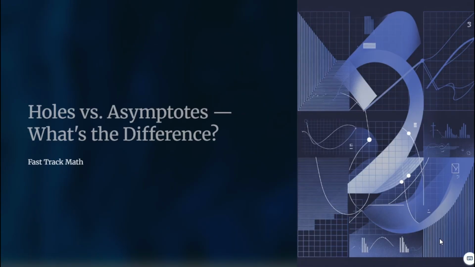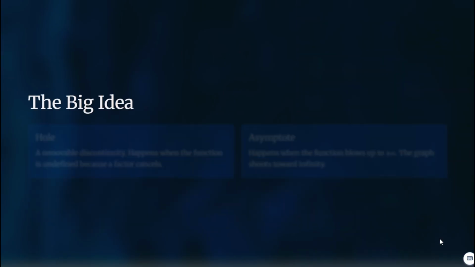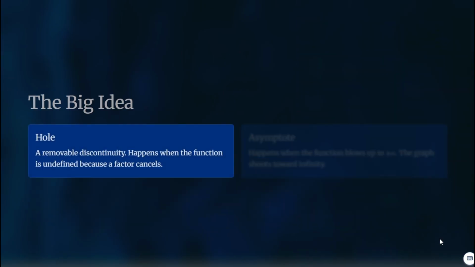Rational functions can look almost identical, but one has a hole and the other has an asymptote. Here's how to tell the difference every single time. A hole is a removable discontinuity.